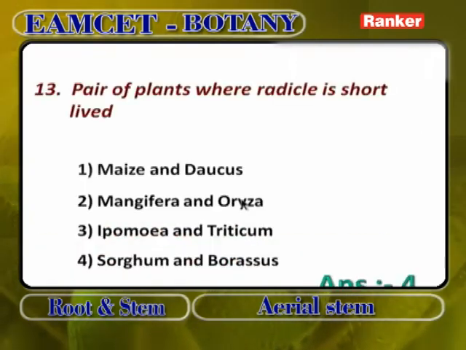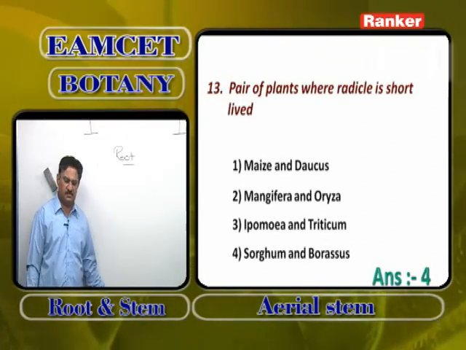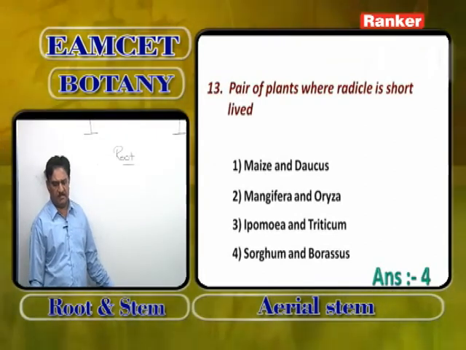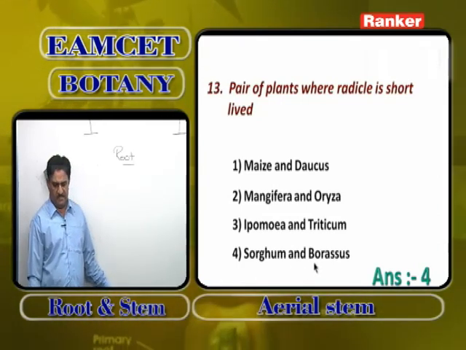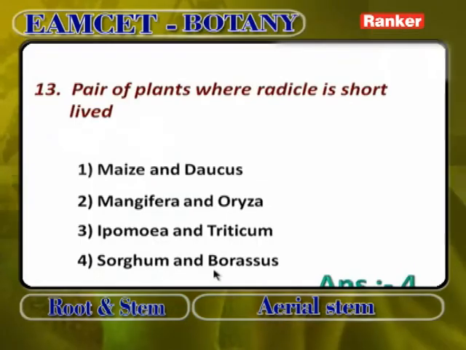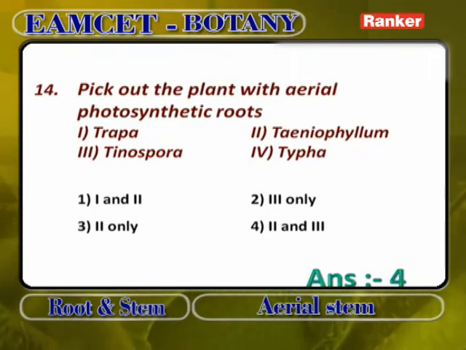Next. Pair of plants were radicle is short-lived. Radicle short-lived means adventitious roots are present or fibrous roots are present. Example is sorghum and Borassus, because their taproot is gone and adventitious roots are formed. Next. Pick out the plant with aerial photosynthetic roots, Tinospora and Trapa. Why Trapa and Typha means? Typha absolutely does not show photosynthetic roots. In Trapa, submerged roots are photosynthetic in nature.